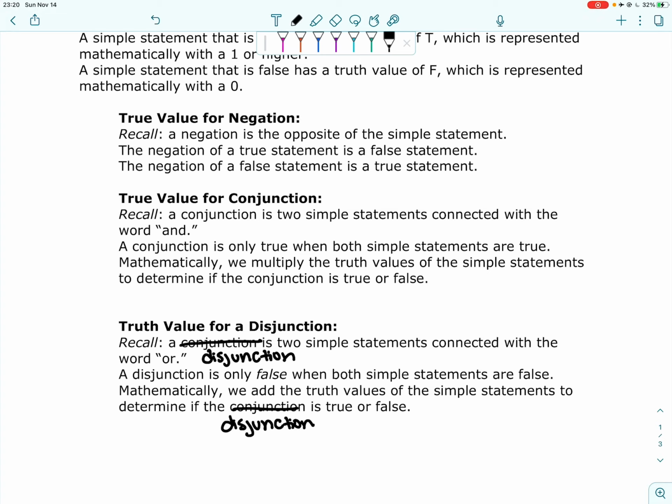So if you think back to when we were doing probability and set theory, the word or meant we were going to add. And now the word and means we're going to multiply. That's also a rule for probability, just not something that we covered.